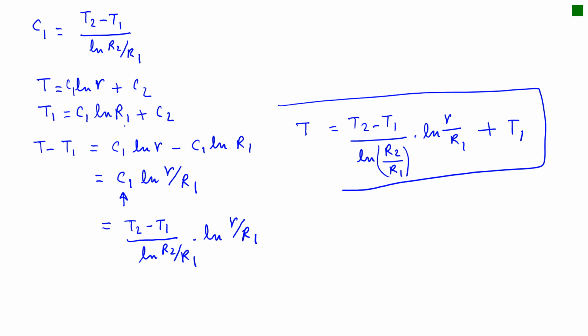So this is my solution of T, the dependent variable, as a function of r. Notice that this solution is very different from the 1D Cartesian coordinate case, where the temperature solution was linear.